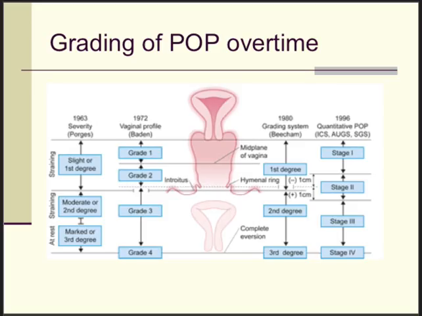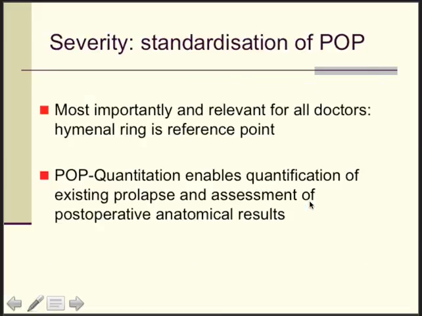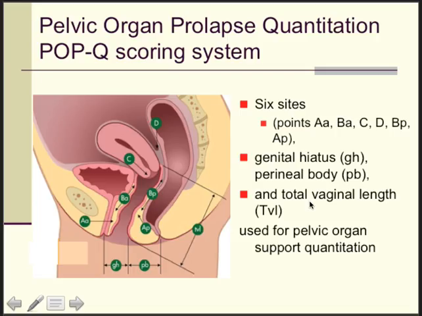This diagram shows a few of the grading systems which were used in the past, and here on the right hand side we see the POP-Q classification. And the POP-Q classification uses the hymenal ring or the introitus as the reference point. The POP-Q classification has the advantage that it's less subjective and more reliably describes the severity of the anatomical variations.